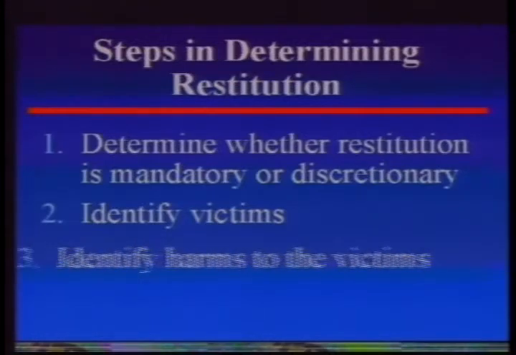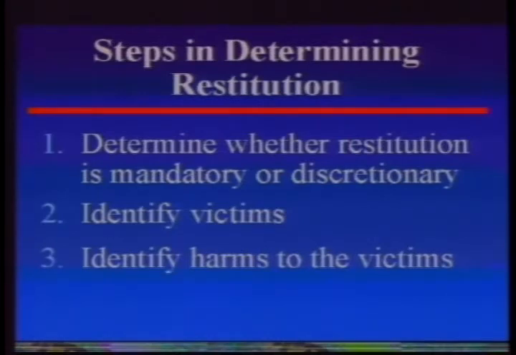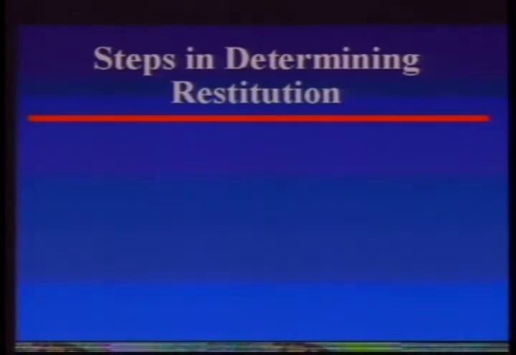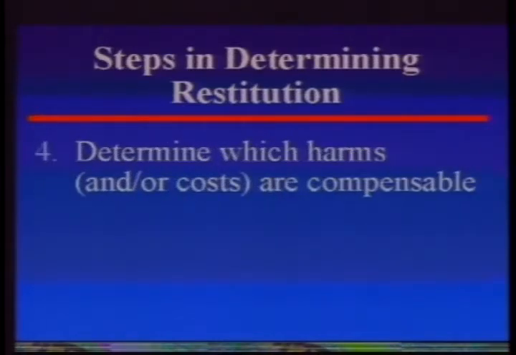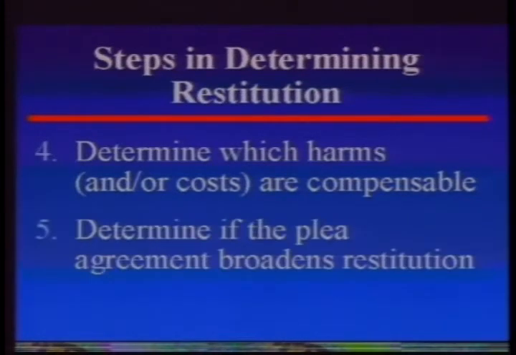The third step is to identify the harms to those victims. So you stick with the victims you've already identified and go to the harms suffered by those victims as a consequence of the relevant conduct. The fourth step is to determine which of those harms, and sometimes there are additional costs that we'll discuss, are compensable as restitution according to the statutes. These are very tightly tied to the statutes at this step.